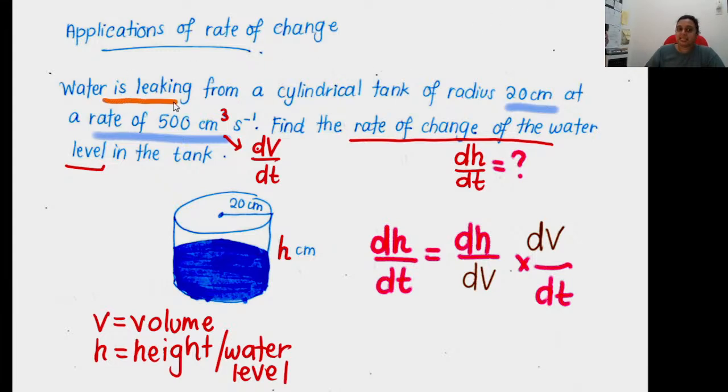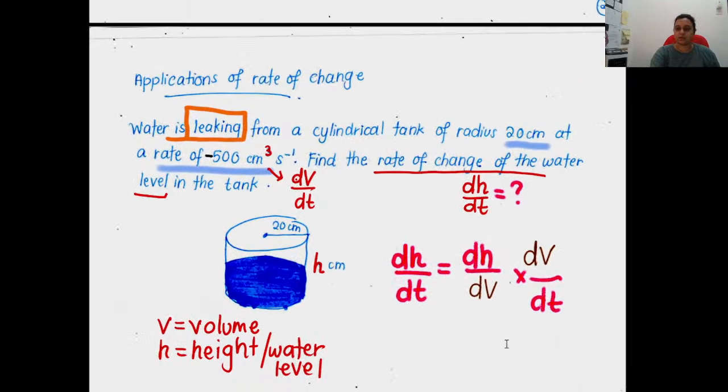Water is leaking. Now leaking means the volume is decreasing or increasing? Obviously it's decreasing, right? So don't forget here you must put negative 500. That's the thing that you must be able to apply.